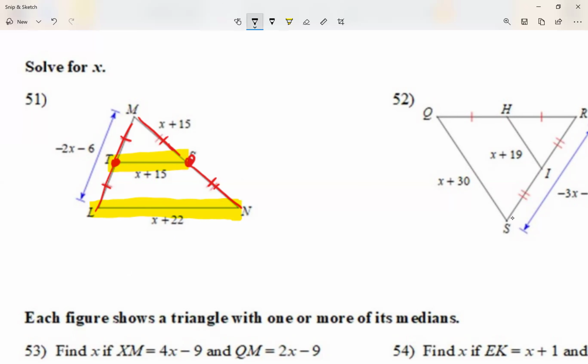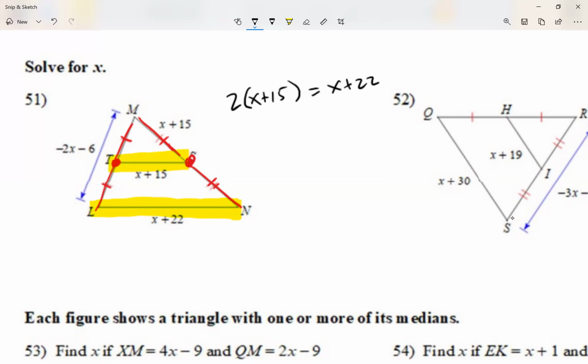But now on this one, let's solve the one that we have. The small segment is x plus 15. The big segment is x plus 22. But remember I said multiply the little one by 2. So I'm going to go 2 times x plus 15. Notice how I put my x plus 15 inside parentheses. And this is equal to x plus 22.